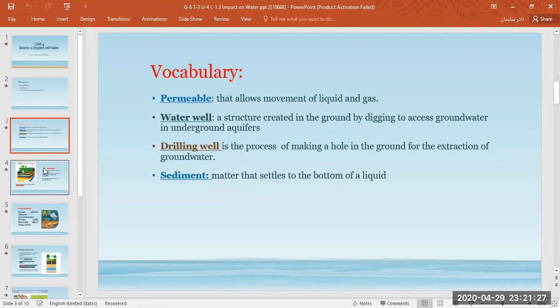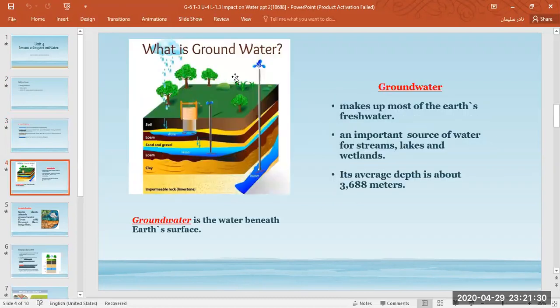Let's start with groundwater. Groundwater is the water beneath Earth's surface, very deep. It's not a few meters down, no. Beneath, we have a large, long distance down, thousands of meters. It makes up most of the Earth's fresh water, and it's an important source of water for streams, lakes, and wetlands.